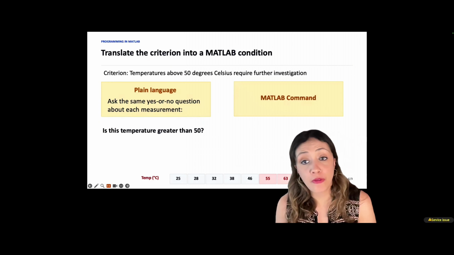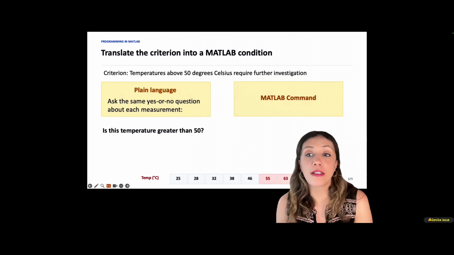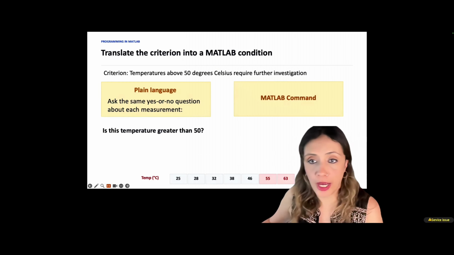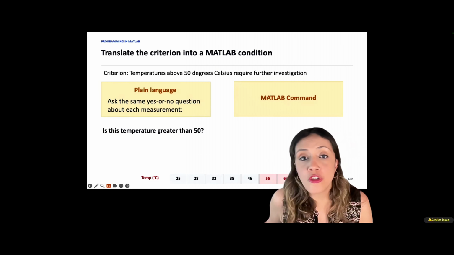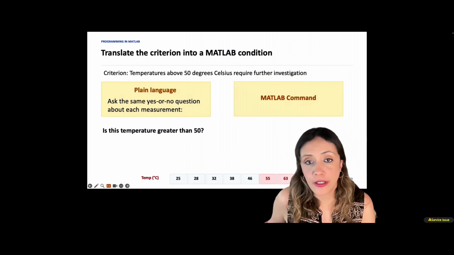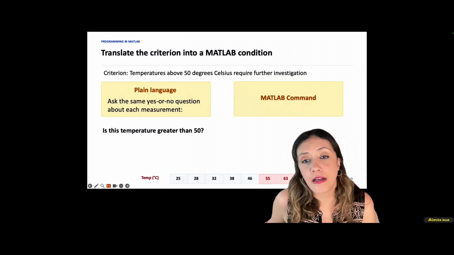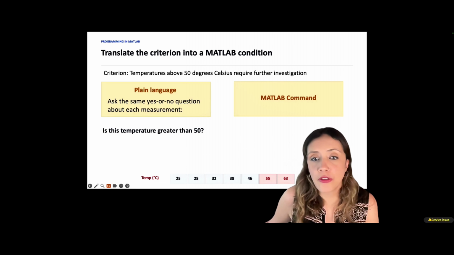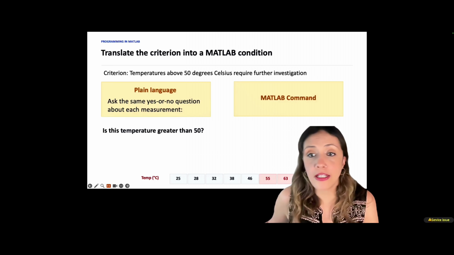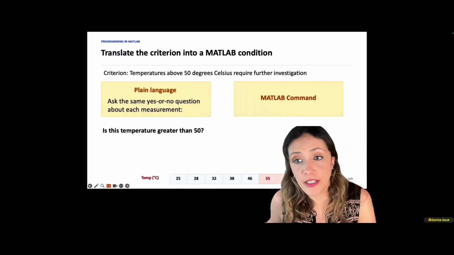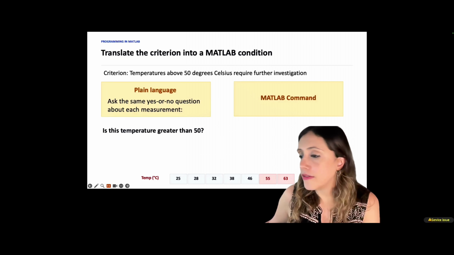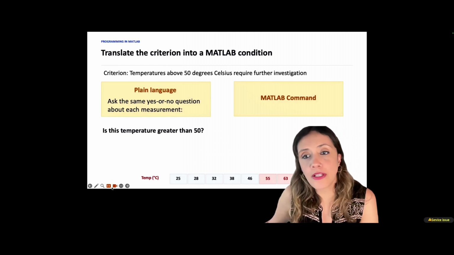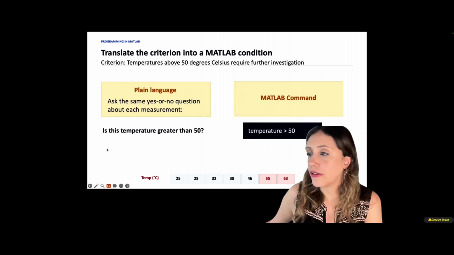Before we write the MATLAB condition, let's first express what we want MATLAB to do in plain language. We have several temperature measurements, right? So for each temperature, we want to ask the same yes or no question. What we want to know is if the temperature is greater than 50. So for a temperature of 25 degrees, the question is: is 25 greater than 50? For 28, is 28 greater than 50? And so on. And MATLAB can ask that same question about every value in our temperature vector.